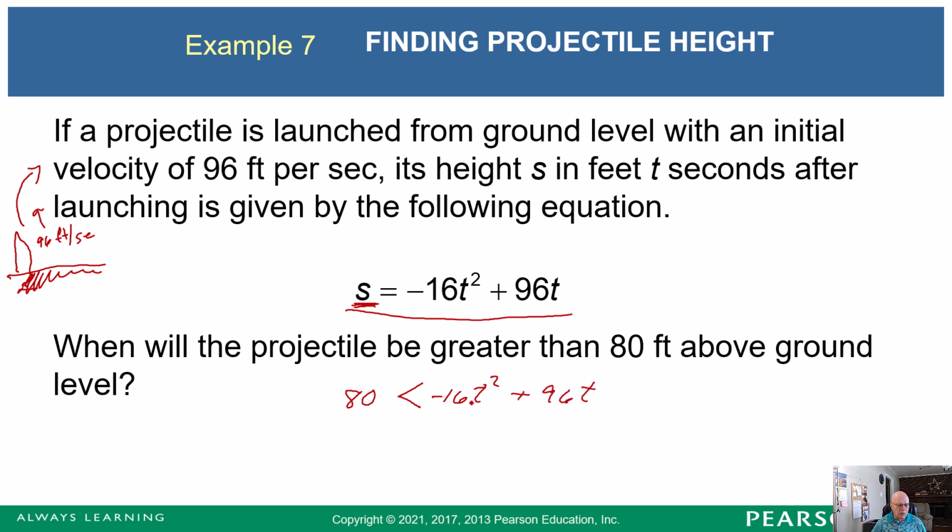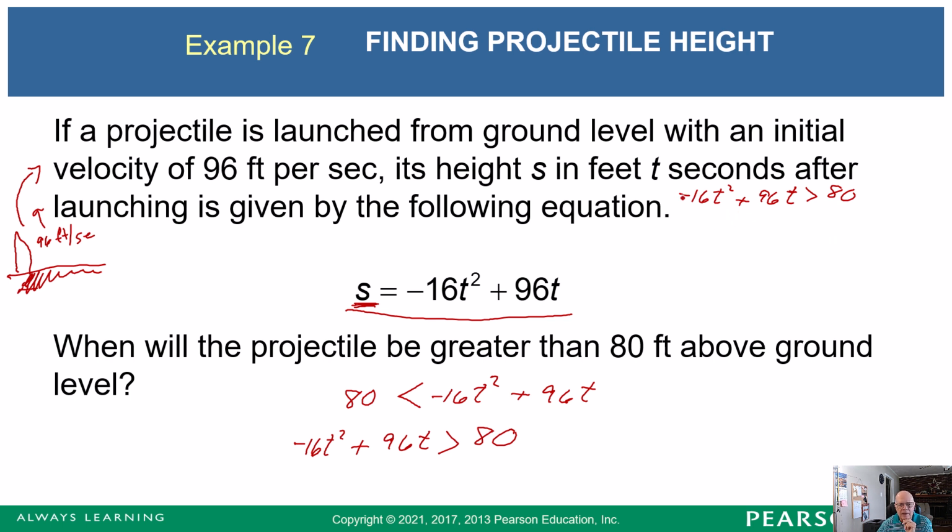If you like, maybe you'd like to write it the other way. You could write it negative 16t squared plus 96t is greater than 80. Greater than 80. You might like that better. So let's see, how can we solve that? So let's bring this up here. Negative 16t squared plus 96t greater than 80 feet. When is it going to be above 80 feet? So we'll be looking up in the air at that 80 feet above us.